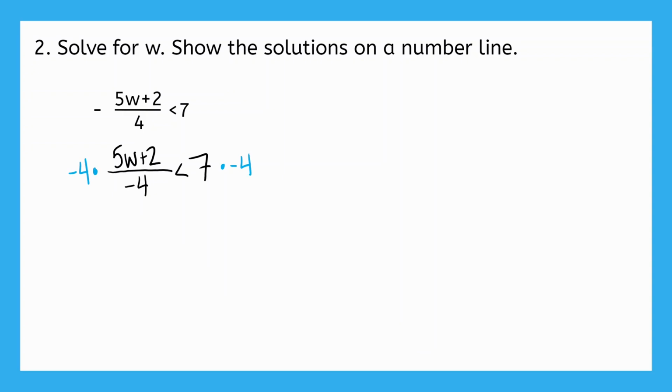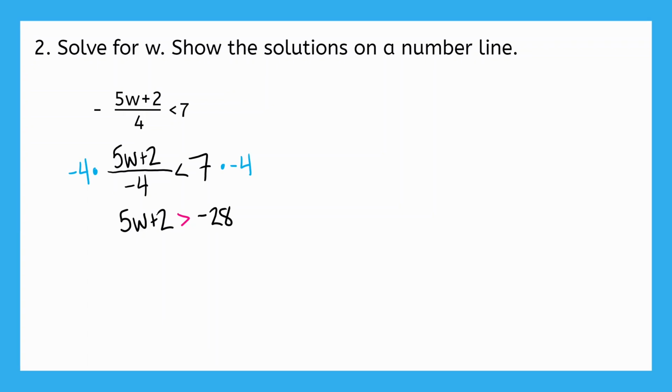And since we're multiplying by a negative number, you guessed it, let's flip that inequality. It used to say less than, but now it says greater than. Let me bring down my 5w plus 2, and 7 times -4 makes -28.